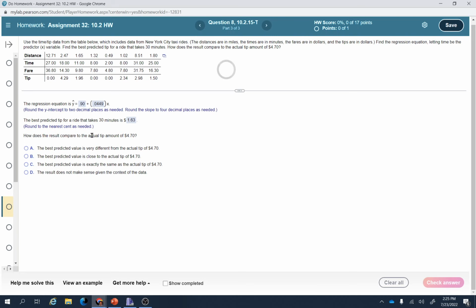How does the result compare to the actual tip amount? So the best prediction is less than the actual tip. So the best predicted value is very different from the actual tip. Yes, that is right.